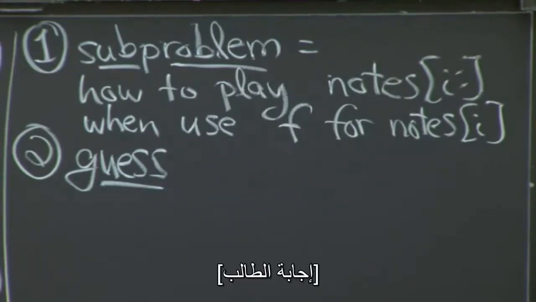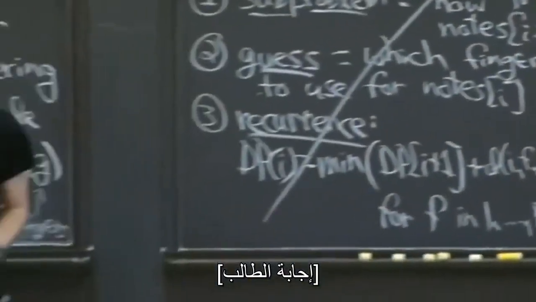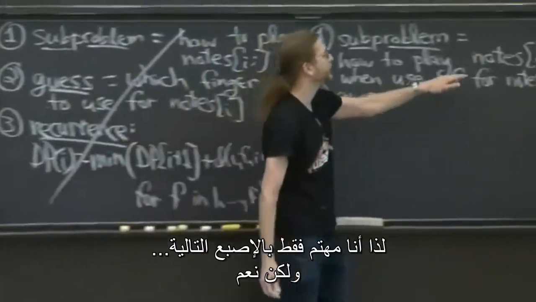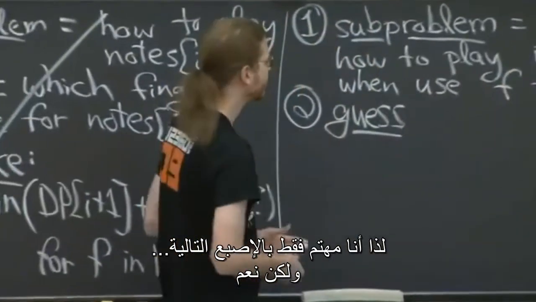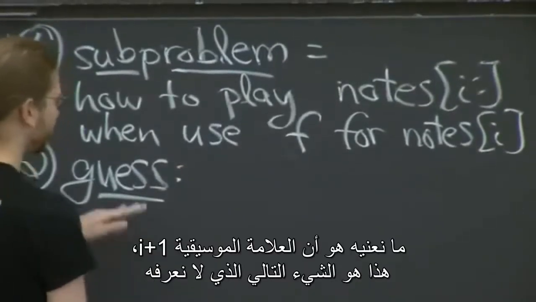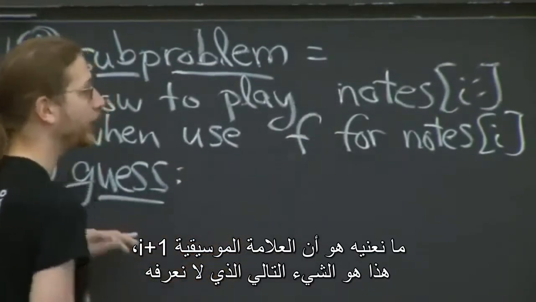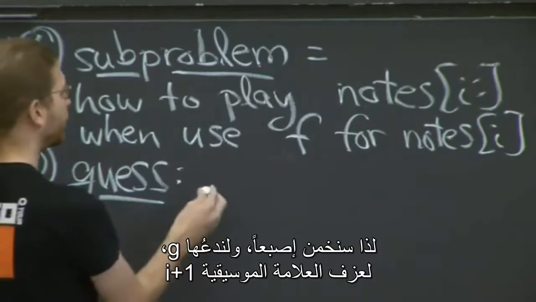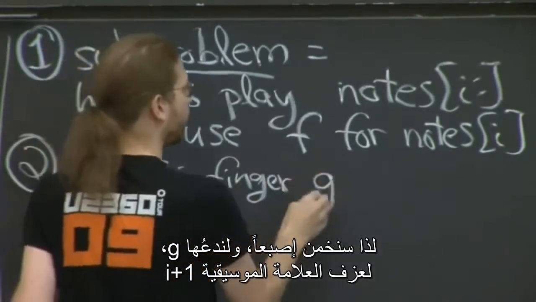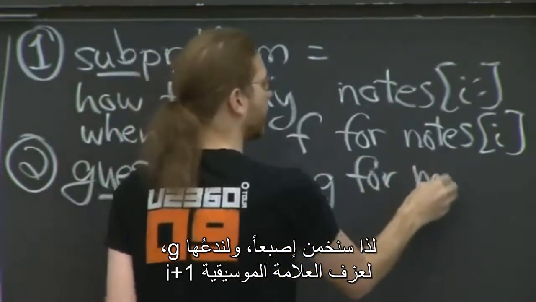Idea? How do you define it? Like either the next or previous finger. Well, I'm looking at suffixes, so I only care about the next one. But yeah, I see what you mean by next or previous. What we mean is note i plus 1. That's the next thing we don't know about. So we're going to guess a finger, call it g, for note i plus 1.